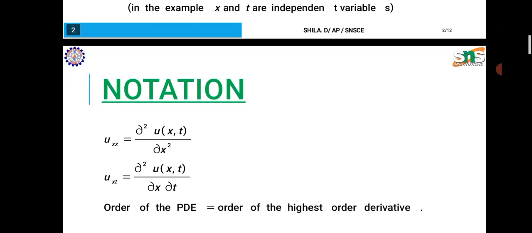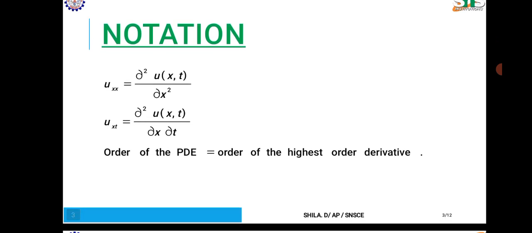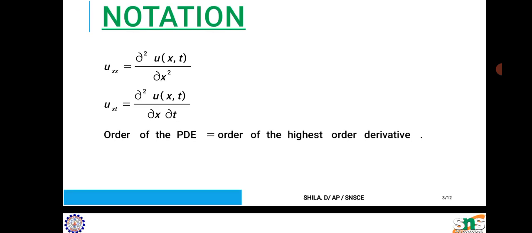The various notations of a partial differential equation: when I write uxx, it means the second differentiation, or I can write it as dou square u of x comma t divided by dou x square. Suppose I write uxt, it means differentiation with respect to x as well as t. So either I can write it as uxt or as dou square u of x comma t divided by dou x dou t. If you want to know the order of a PDE, it is nothing but the order of the highest order derivative.